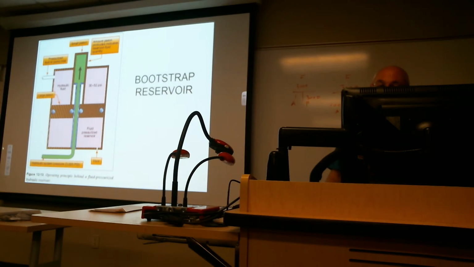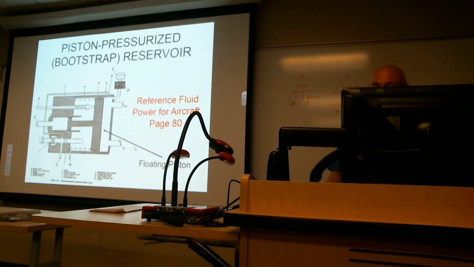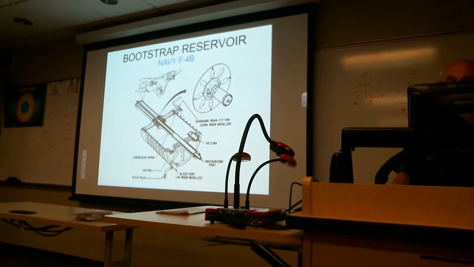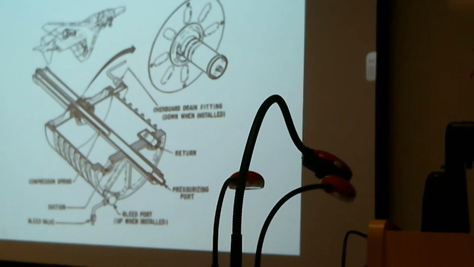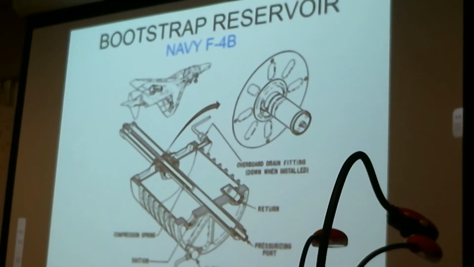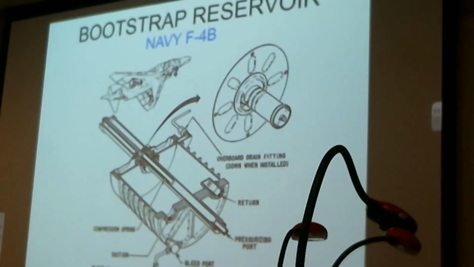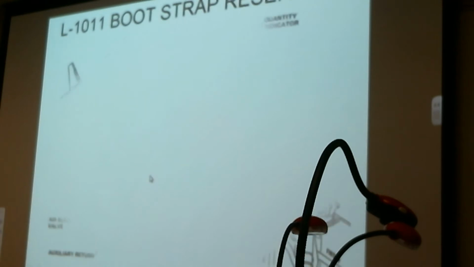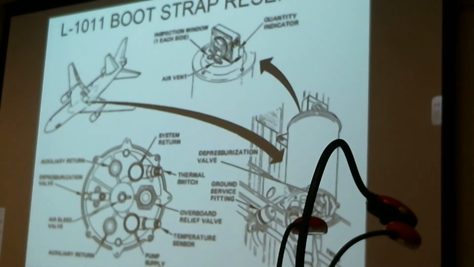Okay. I didn't like this picture. This is what they show you in your airframe book, but I think this one's pretty good. The F-4 aircraft had a bootstrap reservoir in it. The small piston that's inside of this thing is really a system pressure. That in turn produces a force on a larger piston surface area that's inside of the reservoir, so the reservoir becomes pressurized. The L-1011 also used a bootstrap reservoir.